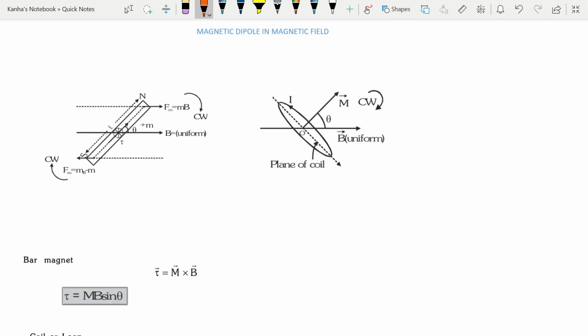Next, let's discuss what happens when you place a magnetic dipole in a magnetic field. As shown in the diagram here, I have placed my magnet or my magnetic dipole. In the first case, I have placed a magnet here. In the second one, I have placed a current carrying loop. You know that a current carrying loop behaves like a small magnet. In both the cases, you have a net magnetic moment attached to the system.